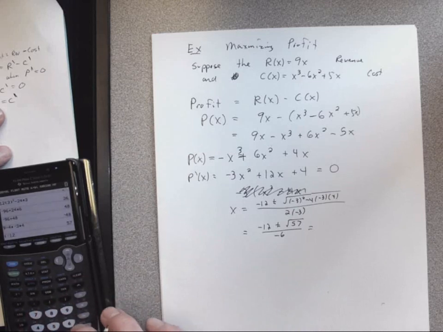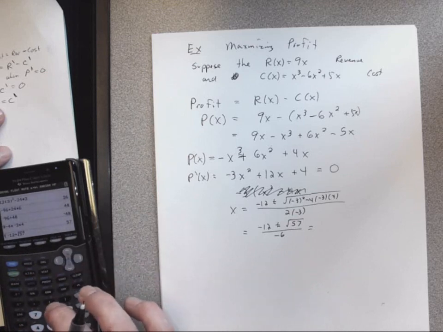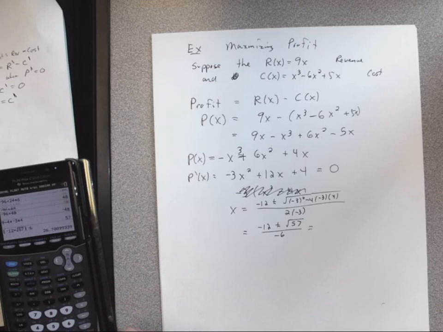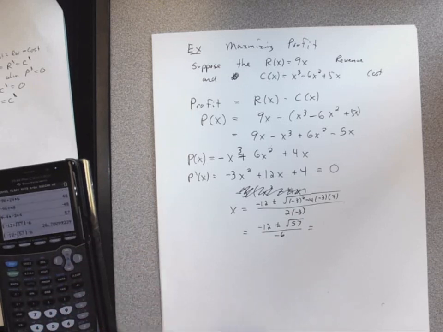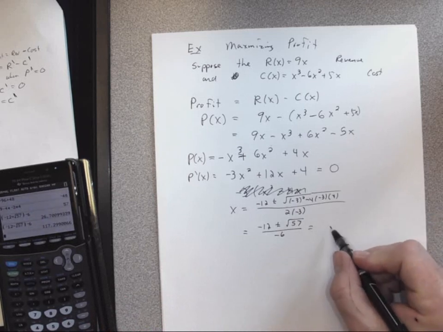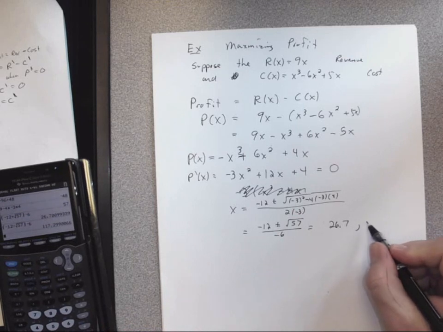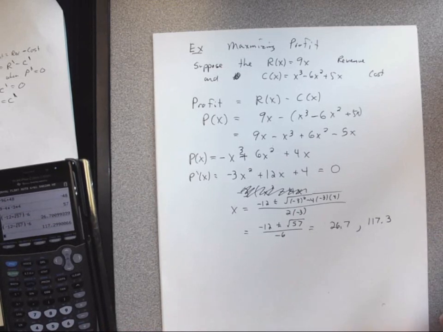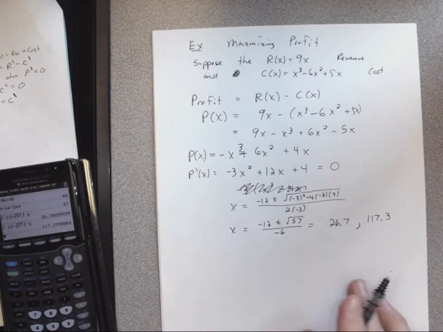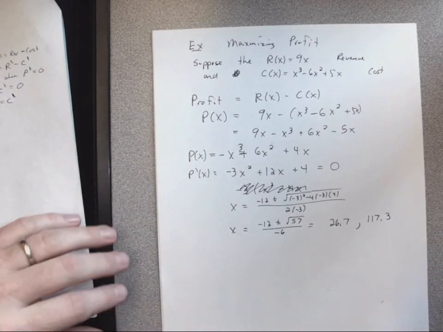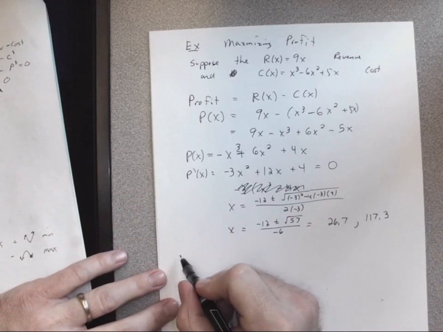So minus 12 plus the square root of 57, divided by negative 6, and then I'm going to find the other one, minus. So I get about 26.7, that's good enough for me, and I also get 117.3. I'm rounding, the numbers are too ugly to carry. So those are your x values. So if I want to know what's going to maximize my profit, I can stuff these into the second derivative and see what happens.